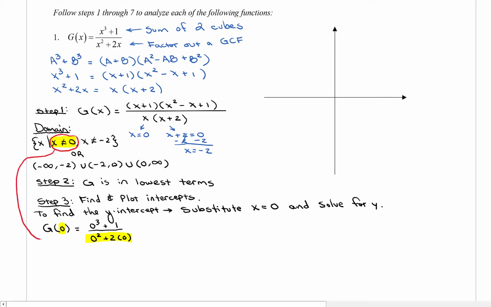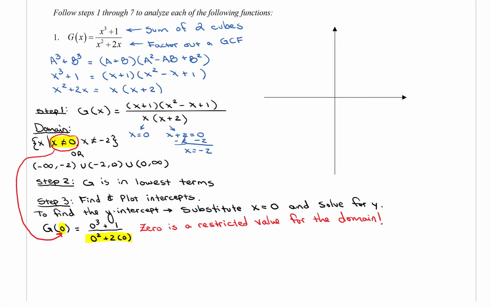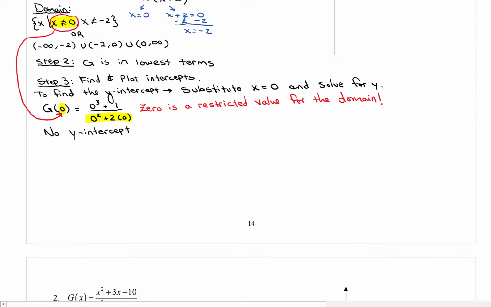I did this for some of you who might have missed that this was a restricted value, because sometimes that happens and that's okay. As long as you realize, hey, I shouldn't have done this, that's not a good value to choose. Then look back at your domain and realize, oh, 0 was a restricted value for the domain. What does this mean? This means that there is no Y-intercept. So since there is no Y-intercept, let's forget about it and focus on finding the X-intercept.